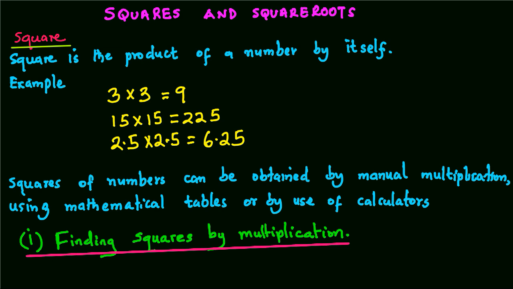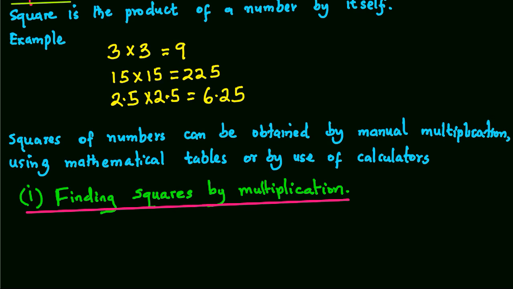Now, there are various methods in which we can obtain square of numbers, and these methods include multiplication, use of mathematical tables, and by use of a calculator. So in this topic, we are going to discuss squares by multiplication and by use of tables.